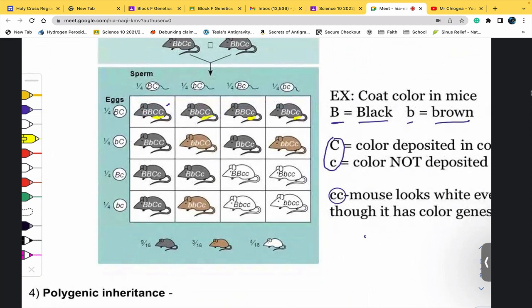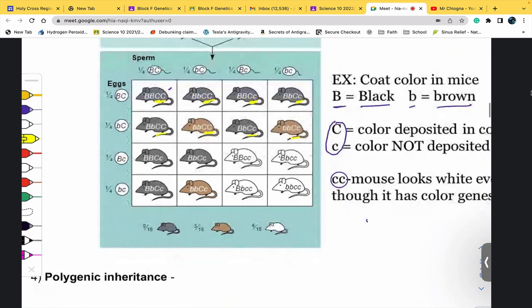Okay, more examples of that are here. Big C, you're going to get black here. Big C, you're going to get brown because there's two recessive little b's. Big C, little c, black's going to come through. Big C, little c, brown's going to come through because you've got two recessive little b's. Okay, etc. Okay, I'm underlining all the ones where a black or a brown could occur.